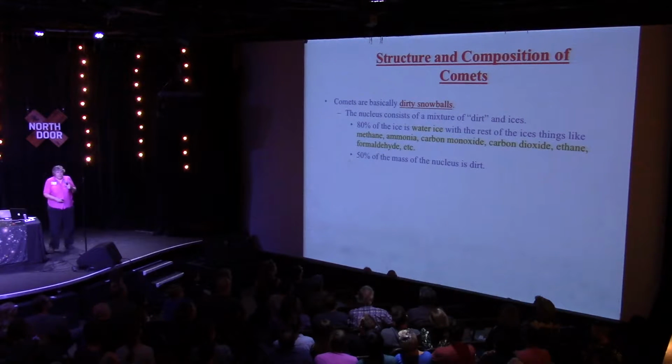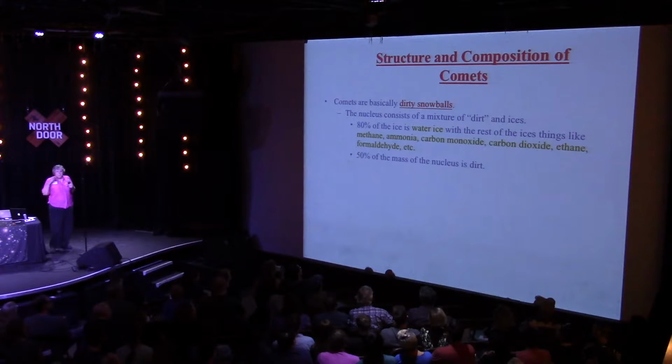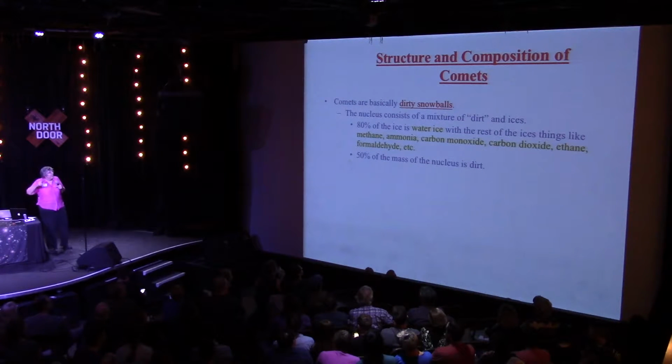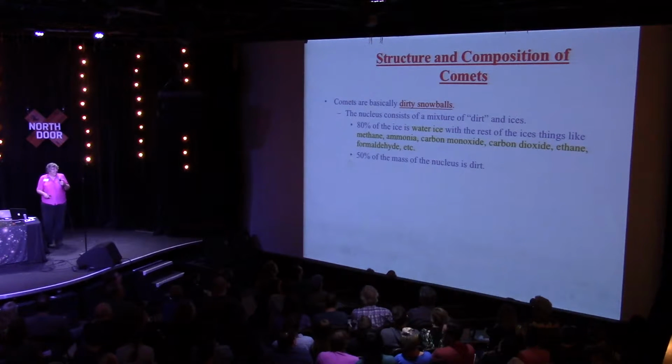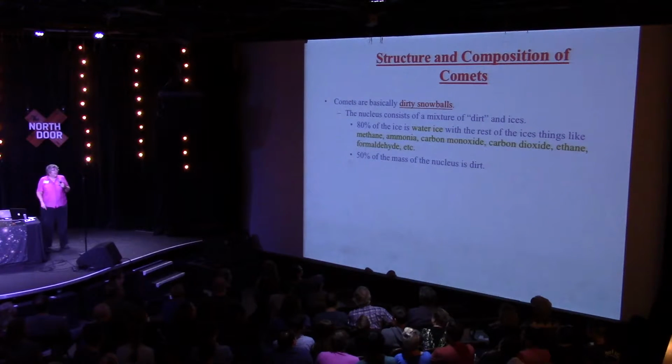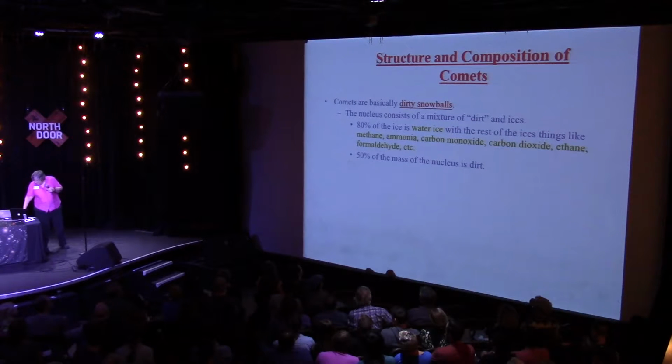It's also ices. Now, you think ice, you think water ice. Well, 80% of them is water ice, but there are other ices, dry ice, carbon monoxide, carbon dioxide, ethane, formaldehyde, methane, ammonia, methanol. Oh yeah, there's the alcohol I love. But all those things, 50% of the mass of the nucleus is dirt. So they might not be icy, dirty snowballs, they might be icy mud balls. Same thing.